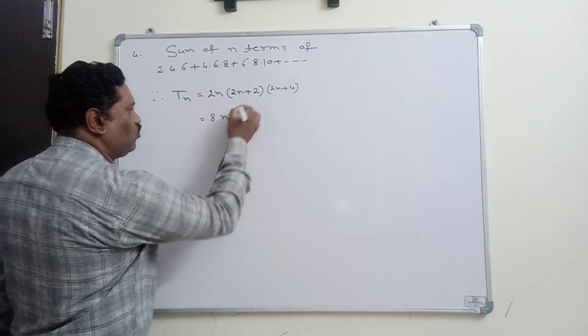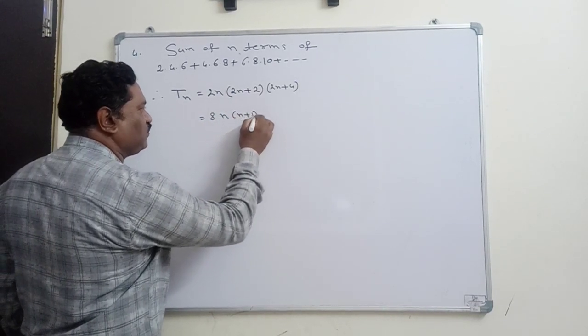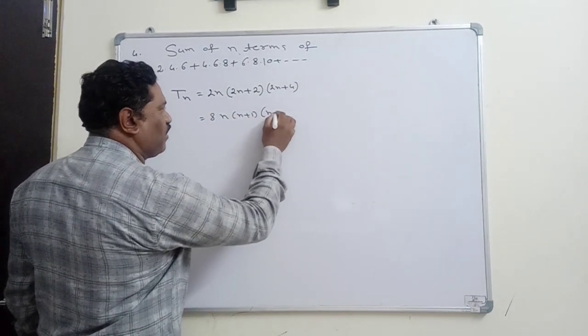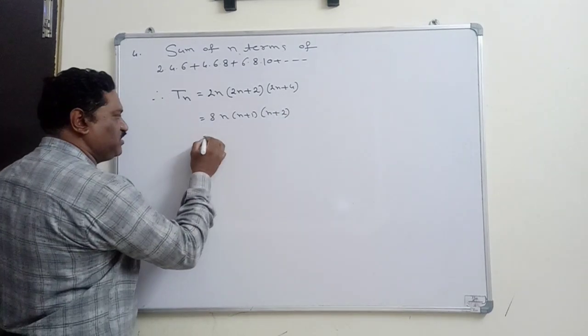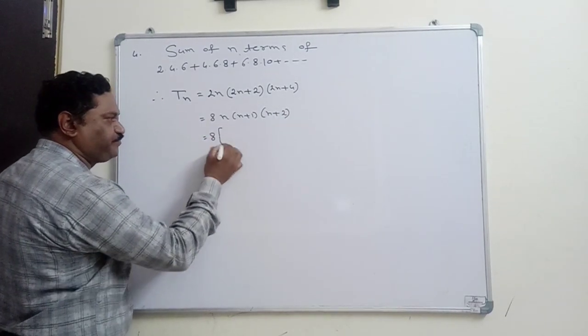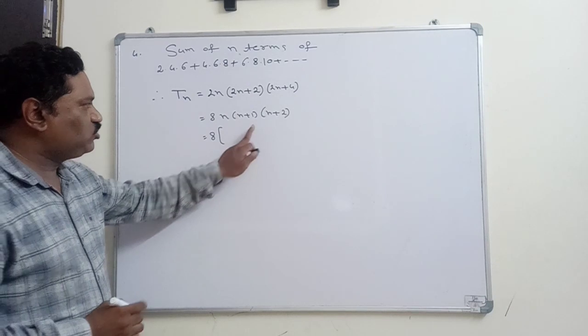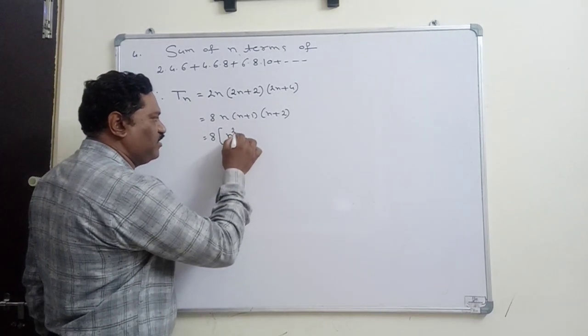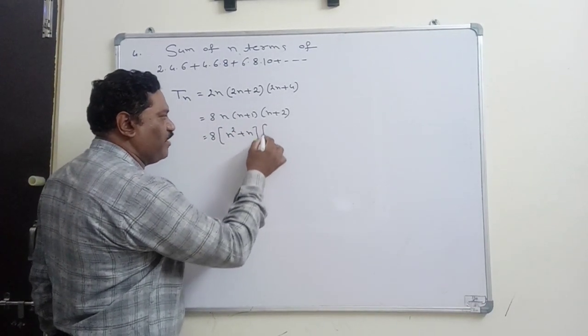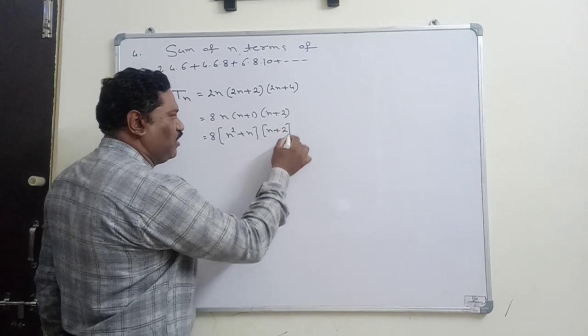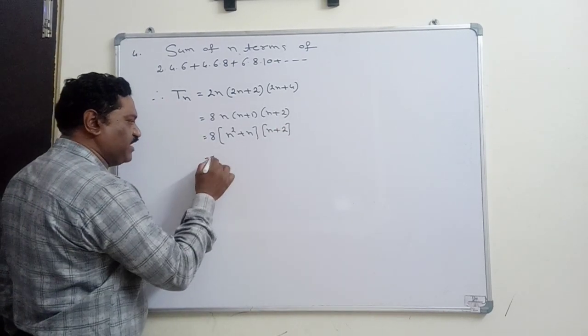N into, if it is the 2 common, this becomes n plus 1. Into, if it is the 2 common, this becomes n plus 2. Now this is 8 times. We will multiply this. First, if we multiply these two, we are going to get n square plus n into n plus 2. Again we will multiply them, that is 8 times.